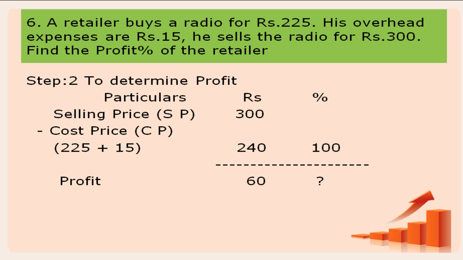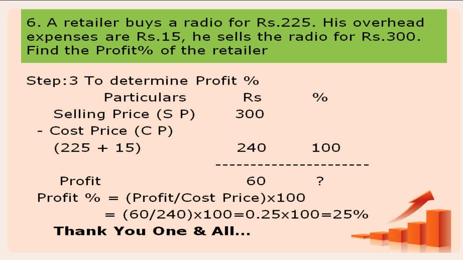To determine profit, profit is equal to selling price minus cost price. Therefore profit is equal to 300 minus 240, that is equal to 60 rupees. Now we have to calculate profit percentage. Profit percentage is equal to profit divided by cost price into 100, that is equal to 60 divided by 240 into 100, that is equal to 0.25 into 100, that is equal to 25%. In this way we have calculated the profit percentage, which is equal to 25%.